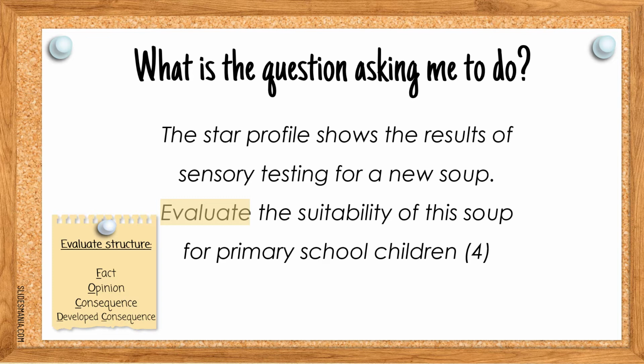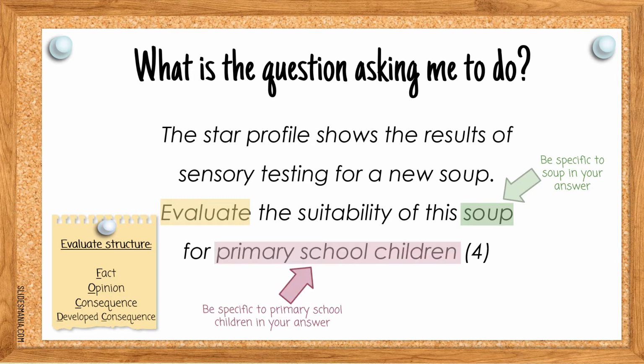So remember, your structure for evaluate is you've got to give a fact, an opinion, a consequence, and if you want to, you can give a developed consequence, but they are optional. The second thing that we want to note is the product given in this question is a soup, so we do need to be specific about the soup in our answers. We also want to be specific to the primary school children in our answers, as that's the person that we are evaluating the suitability of this product for.